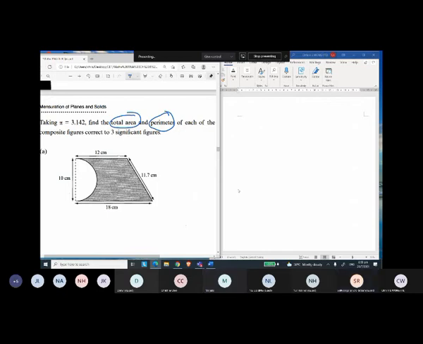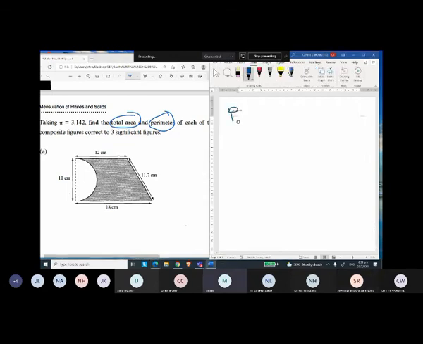So if I'm going to do the perimeter, this one no problem. If I ask you to do the perimeter, tell me what you need to take. Perimeter is to add all the outside. All right. Give me the perimeter, please. 10 plus 12 plus 12 plus.